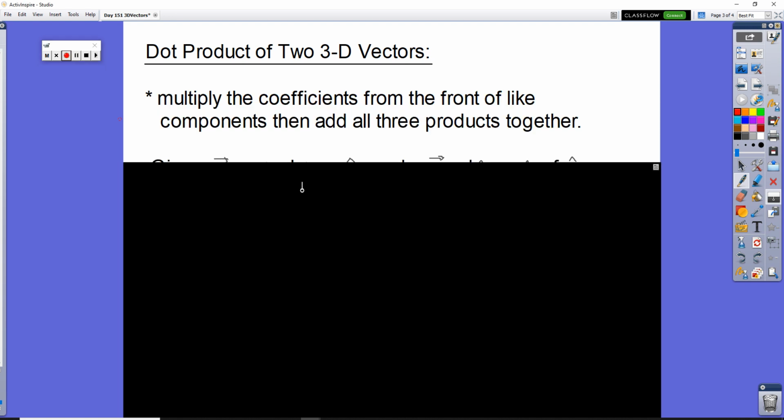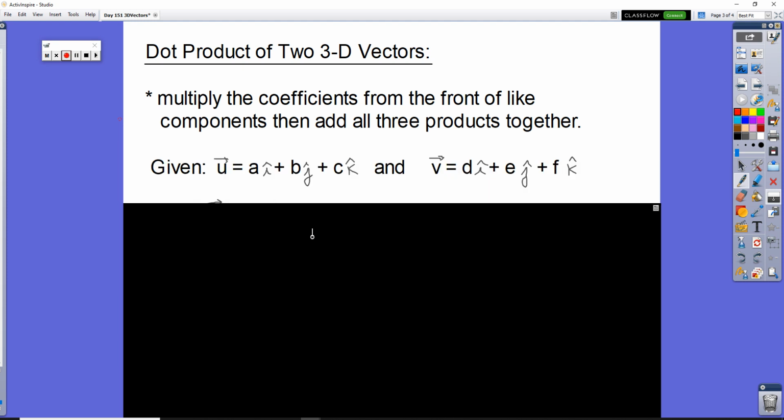In dot product between two vectors, what you end up doing is you multiply the coefficients from the front of only like components, and then you add all 3 of those products together. So you take the coefficients from in front of the i's between the two vectors and multiply them together. You take the coefficients in front of the j's, you multiply them together, and you take the coefficients from in front of the k's from both vectors and you multiply them together, and then you add those 3 products together.